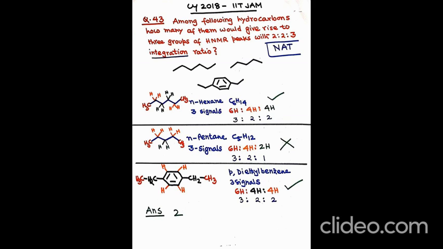So out of these three compounds, N-hexane, N-pentane and para-diethyl benzene, N-hexane and para-diethyl benzene are satisfying the two criteria given in the question number 43, means the compound will show the three signals and their integration ratio will be 2:2:3. So therefore answer will be, how many of them would give rise to these signals and integration ratio? 2. Answer will be 2.